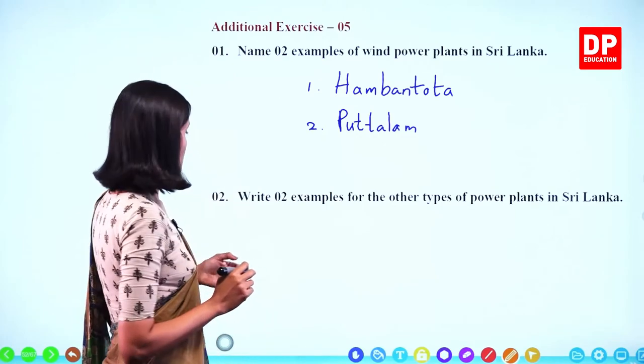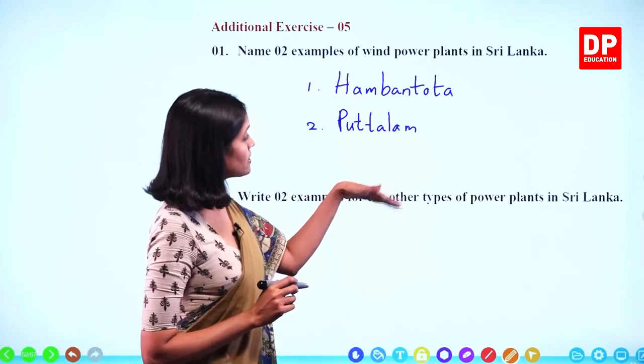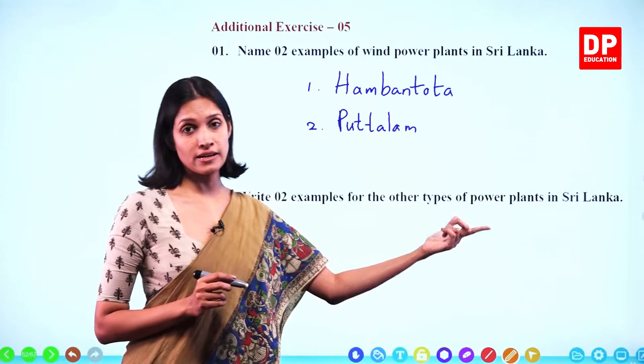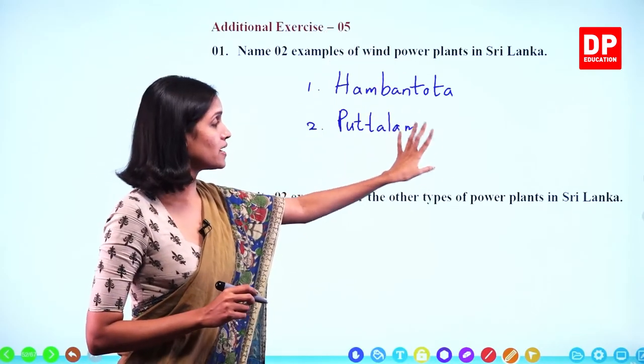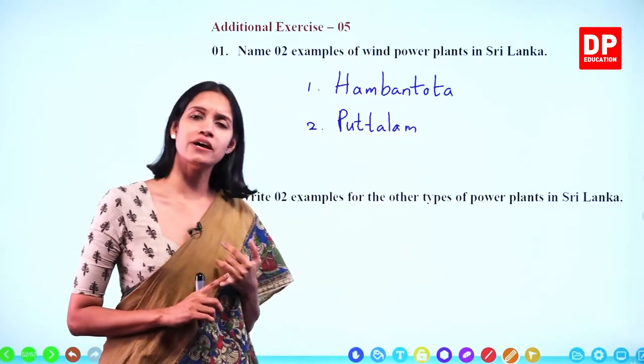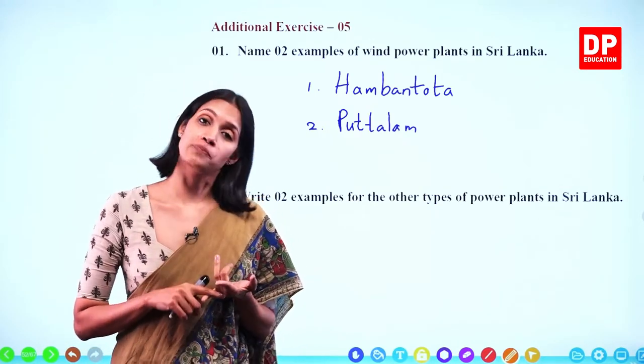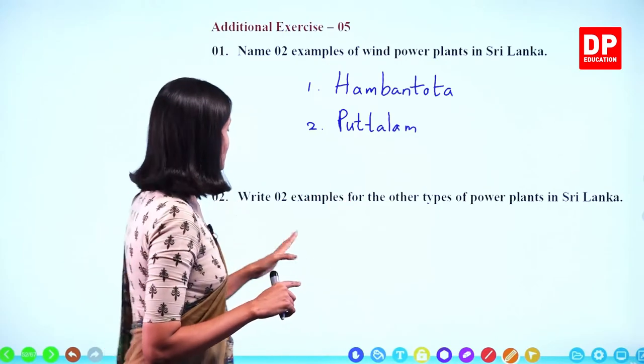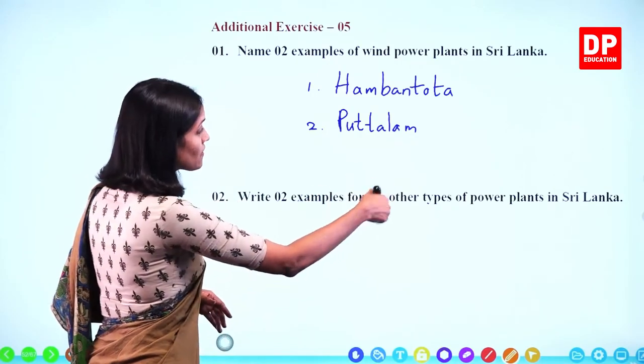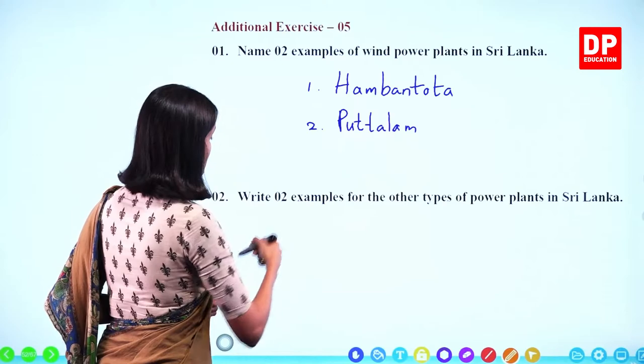Okay. Write 2 examples for the other types of power plants in Sri Lanka. Here, about wind power plants. What are the other types of power plants? We have hydropower plants, thermal power plants and fuel power plants. Right? We can write examples. Write 2 examples for the other types of power plants in Sri Lanka.